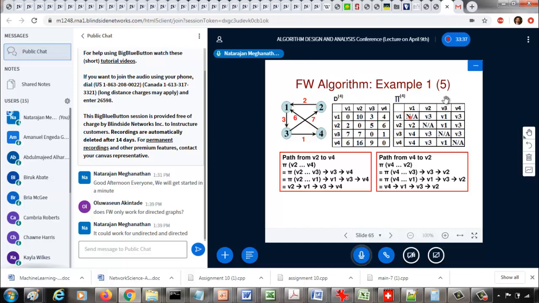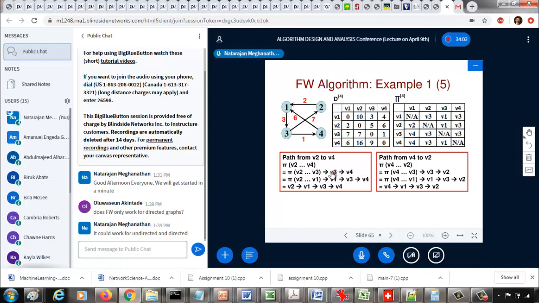So for that we'll make use of the predecessor matrix. That's why we recorded that so far. So from V2 to V4, it says the predecessor is V3. So that means if I want to go from V2 to V4, I have to first go from V2 to V3 and then take an edge to V4. That's what it means. So V2 to V4, the predecessor is V3.